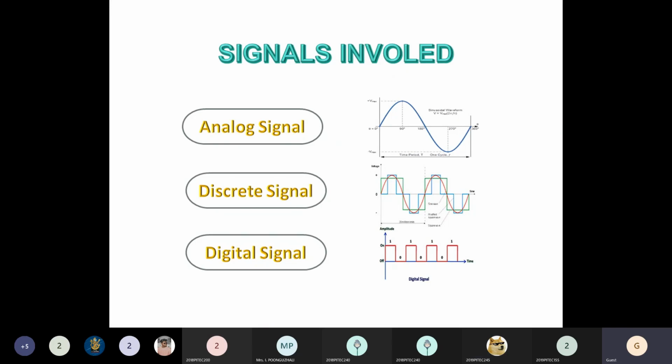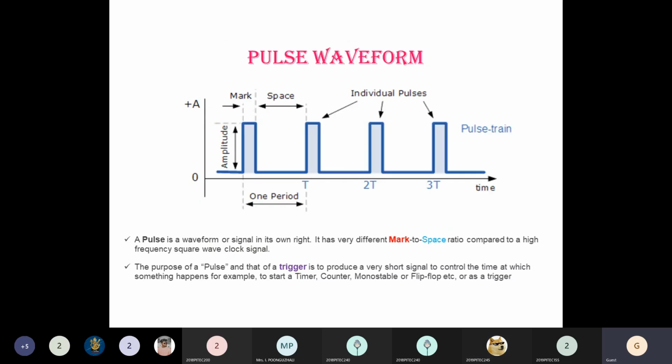What is meant by a discrete signal is that the amplitude of the signal is constant in a particular time period. In a digital signal we have only two amplitudes, whether it may be 1 or 0. That is off amplitude and on amplitude. Simply it is said to be like that.